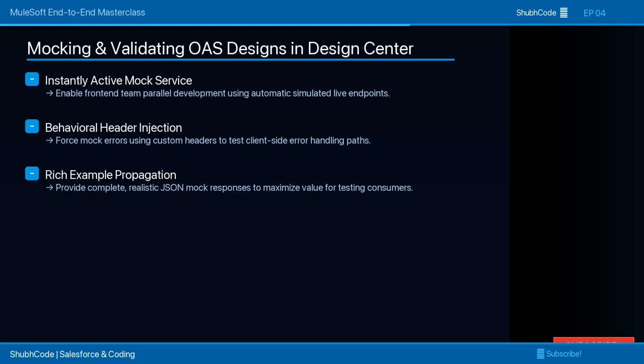This allows front-end developers and integration consumers to start building their applications in parallel, completely unblocked by your back-end implementation. To take this a step further, you can inject mocking behaviors using custom headers. By passing the header x-mock-response-code 400, the mocking service will bypass the default 200 response and return your defined bad request error schema instead.